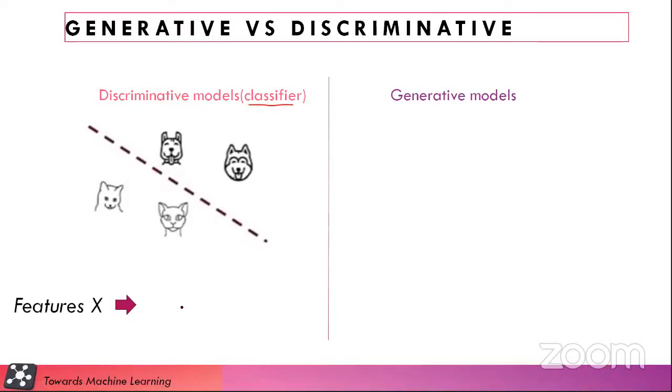Okay. So what it does is you give the feature X and you predict a class Y. And in mathematical terms, it is called the conditional probability of Y with respect to X.